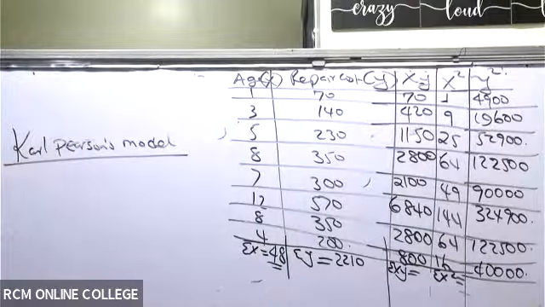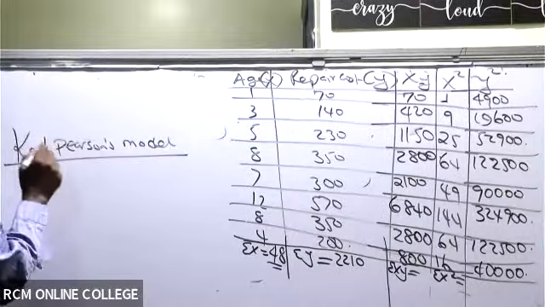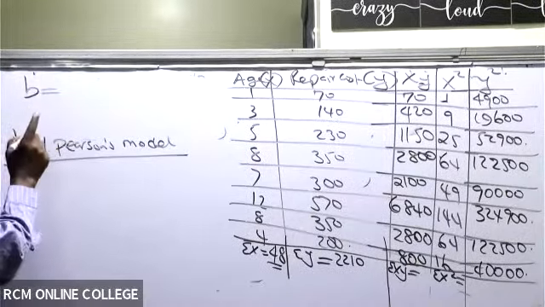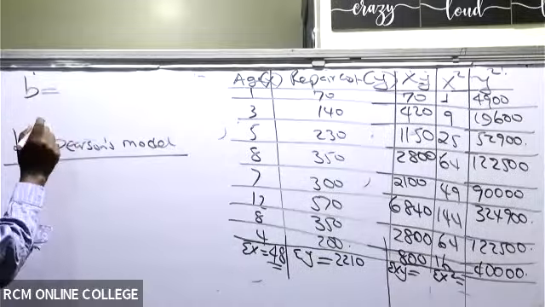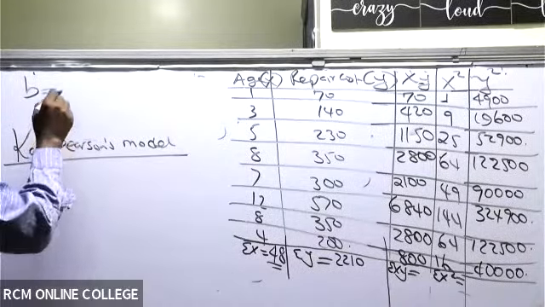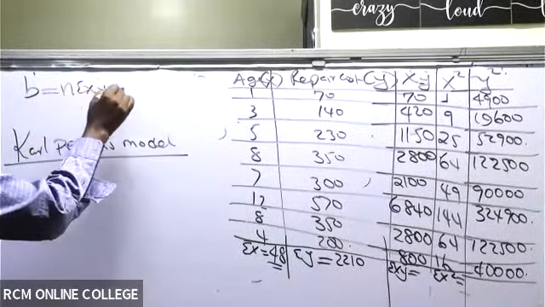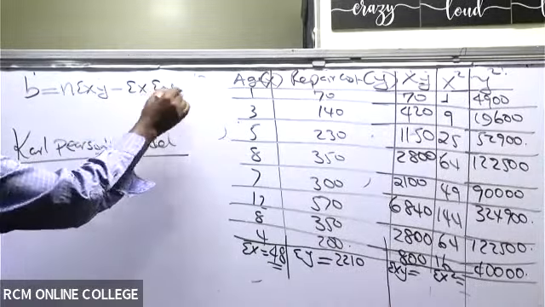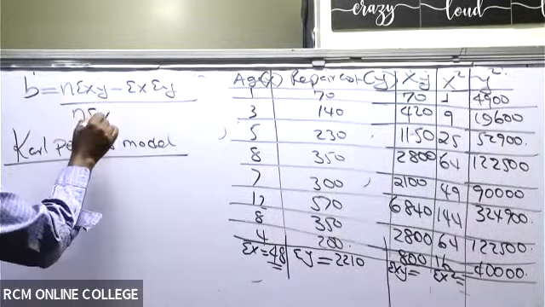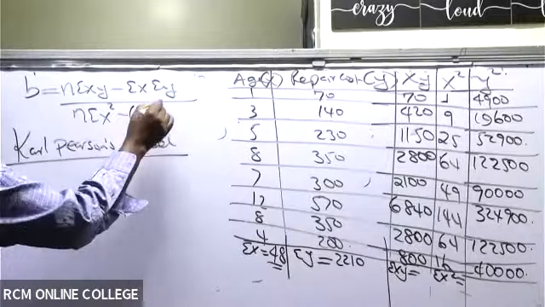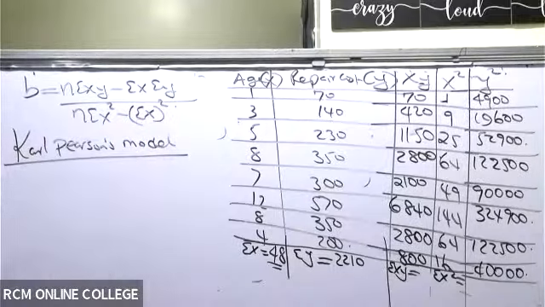The person who taught me this told me that for you to be able to remember these formulas, always start by remembering the formula of B. When you remember the formula of B, then the correlation model will be very easy. To get B, we normally take n summations of x, y, minus sum of x, sum of y, all over n sum of x squared minus the sum of x, squared. That is the formula for getting B.